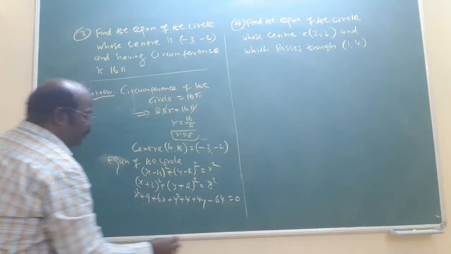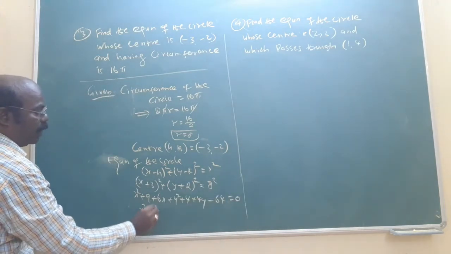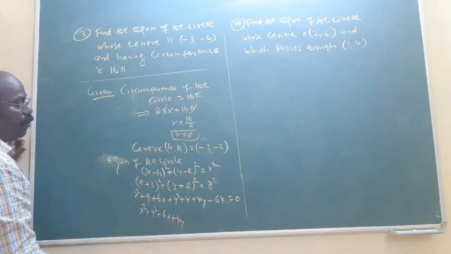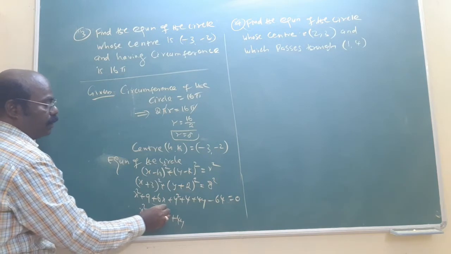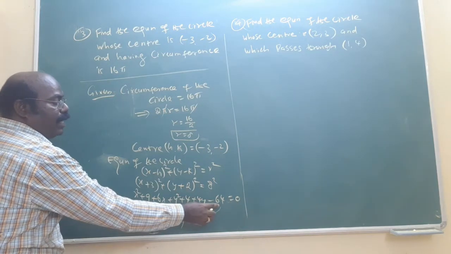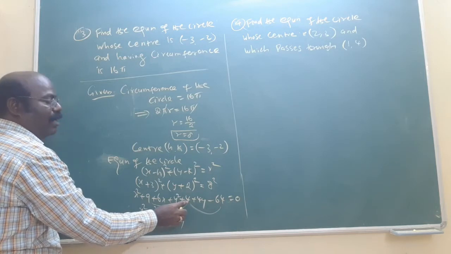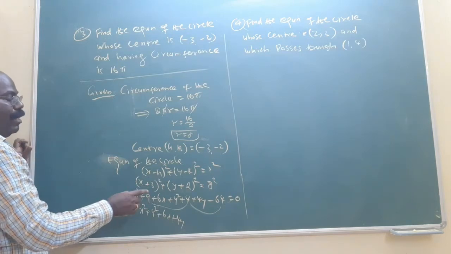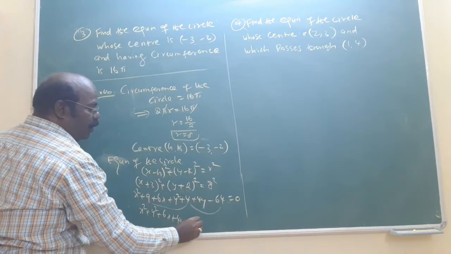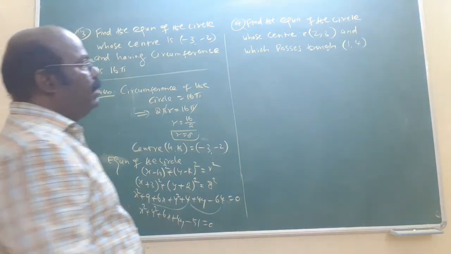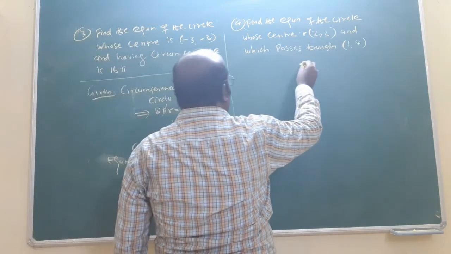Now write in order: x square plus y square, then the x term, then the y term. What are the numbers here? Actually here, minus 64 plus 4, that is minus 60, plus 9, minus 51 equal to 0. That is the answer. Pretty simple. Now next one, here the center is given.